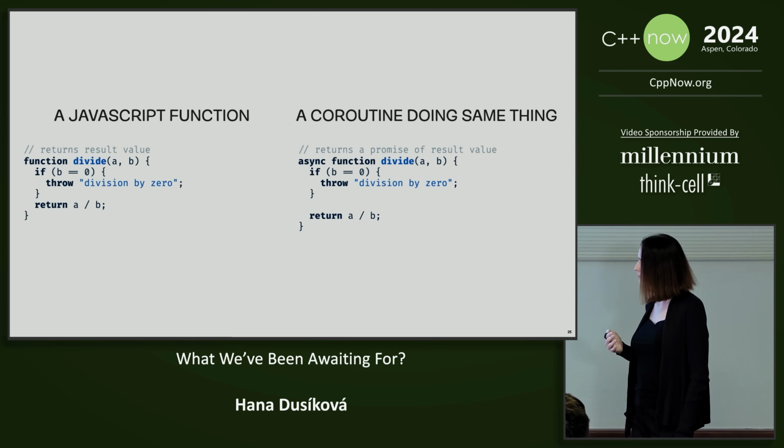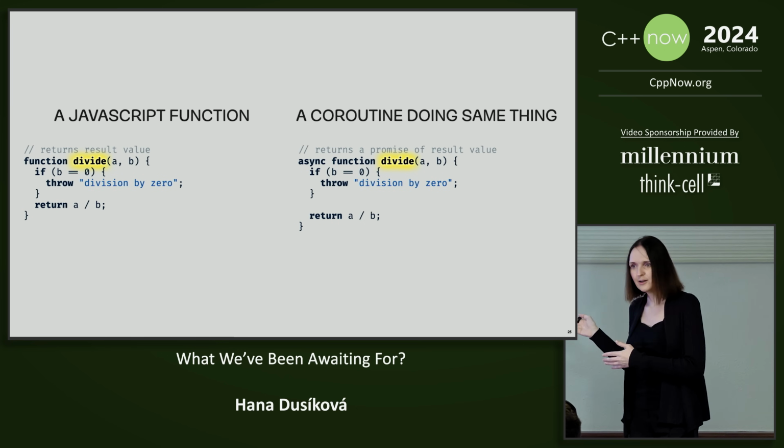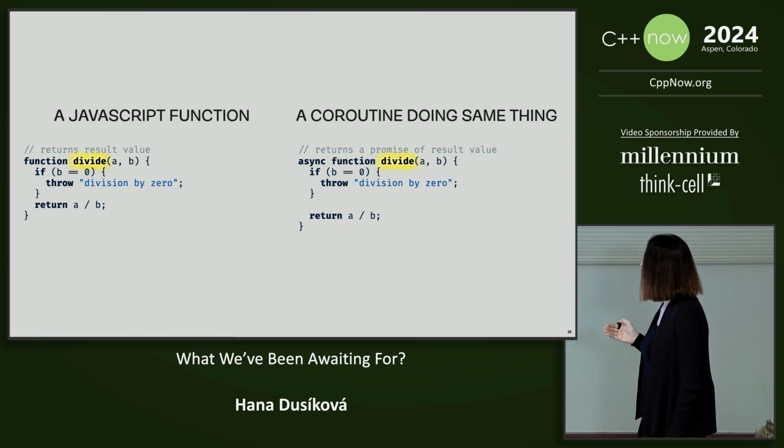So in JavaScript, you have functions. An asynchronous function looks like this. We have a divide function, a by b. Yes, there is an error, I know. And if b is zero, I will throw an exception.